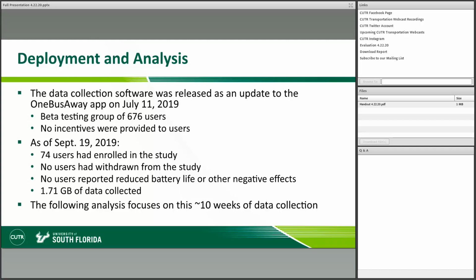As of September 19th of 2019, which is about 10 weeks, we had about 74 users enrolled in the study. At that point, no users had withdrawn from the study, and no users had reported any reduced battery life or any other negative consequences. Over this 10-week time period, we collected about 1.7 gigabytes of data of both activity transitions and user app usage that happened just prior to an activity transition. So the following analysis looks at this about 10 weeks of data collection.